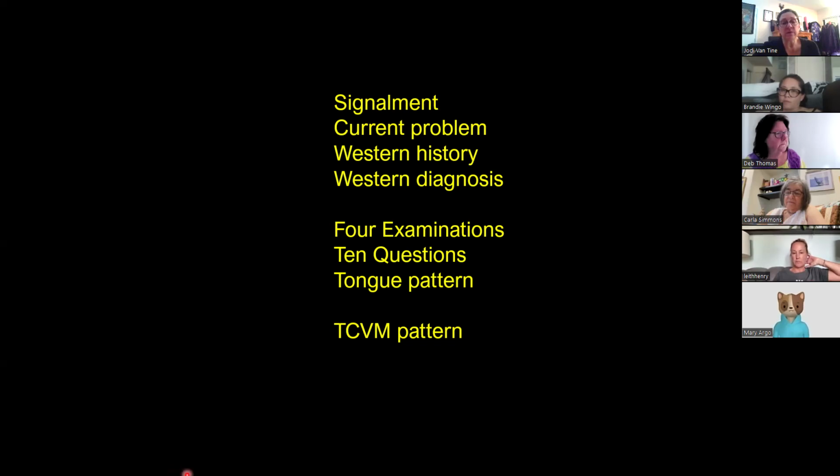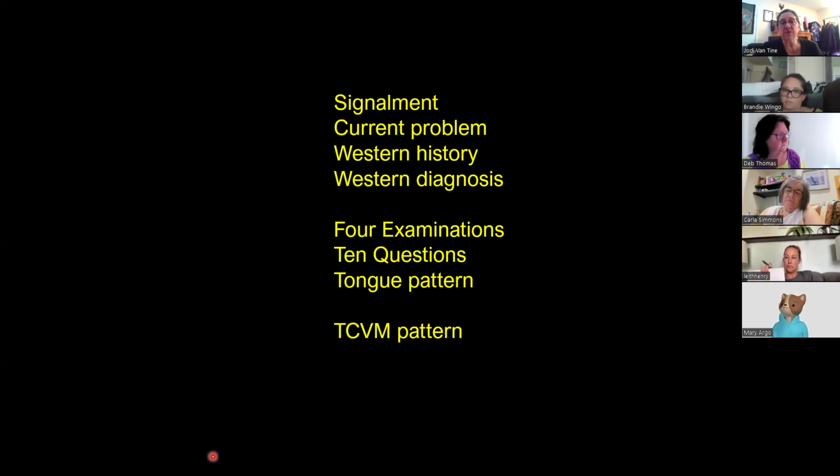And then the Western history, again, is going to use listening, and then the Western diagnosis. So the Western history is going to include medications, response to medications, any previous problems, anything like that in the history. And then the Western diagnosis is pretty straightforward. We're going to add to that our information from the 4 examinations using our 10 questions.